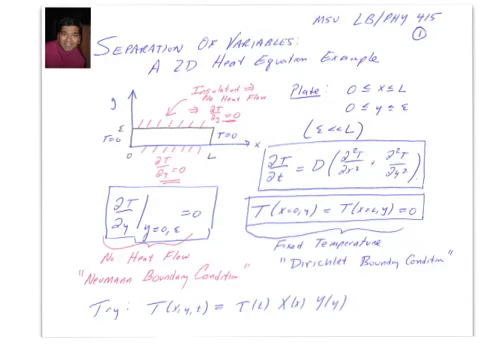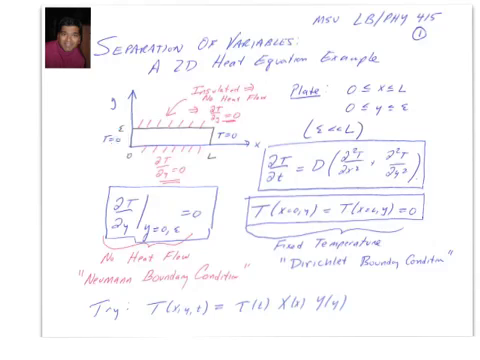Hi class, I'd like to do another example of separation of variables, this time in 2 dimensions, and again for the heat equation. So here's our heat equation. We're going to let capital T represent the temperature of a plate as a function of its position for all time. Now the plate has length capital L and width epsilon. I've oriented it so that the x-axis is along the long axis of the plate and the y-axis is along the short axis of the plate.